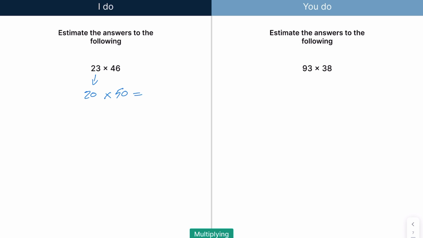So now all I'll do is, well, what's 2 times 5? 2 times 5 is 10. And then you just copy the remaining zeros. So we just copy these 2 zeros in now. So the answer here is 1000.